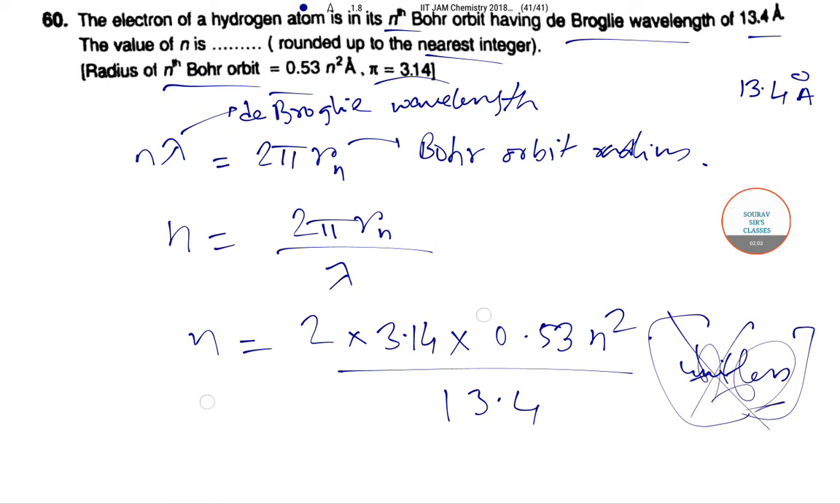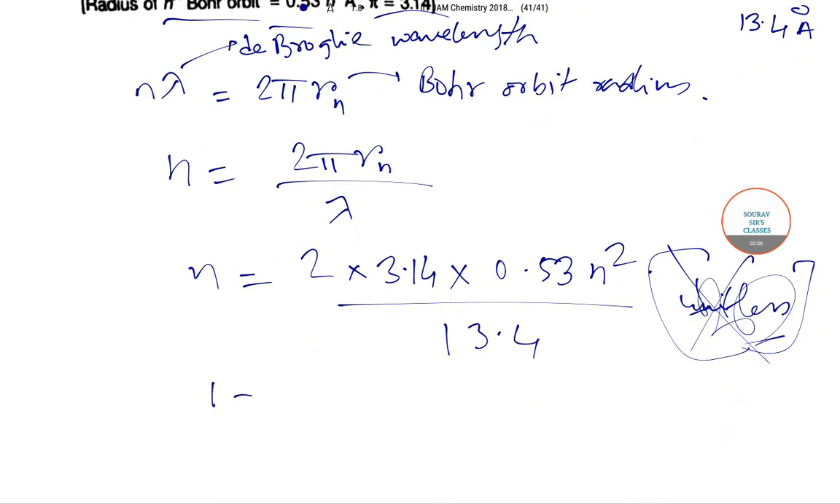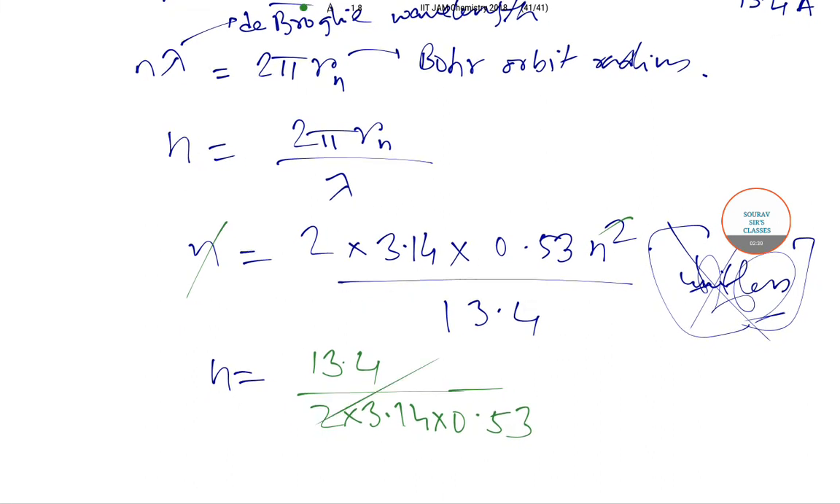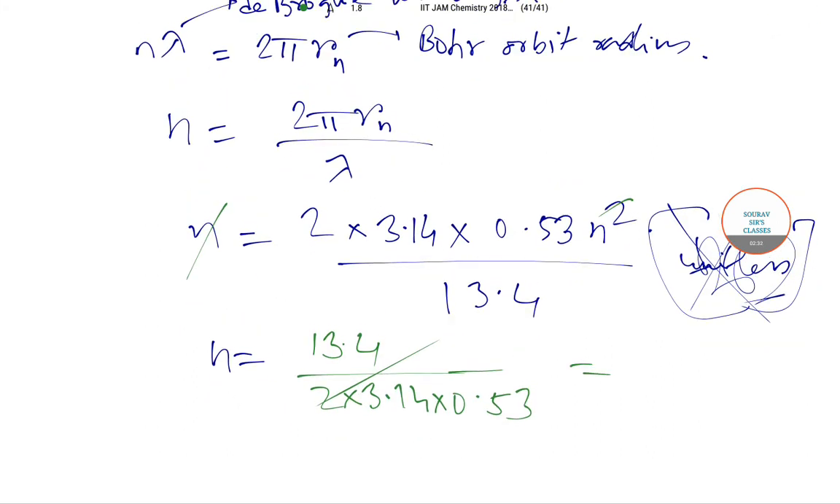So now we need to calculate, and here n will cancel out, so we will get n equals 13.4 divided by 2 into 3.14 into 0.53, and this will be equal to 13.4 by 3.3284.